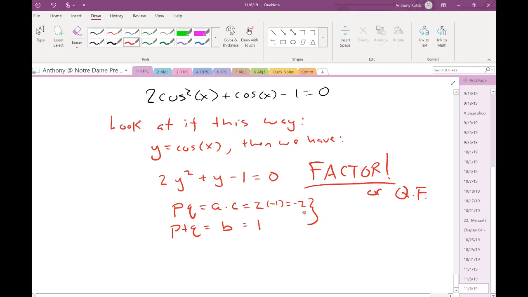What are the two numbers that multiply to give me negative 2 and add to give me positive 1? Multiply to give me negative 2, add to give me positive 1 is 2 and negative 1.